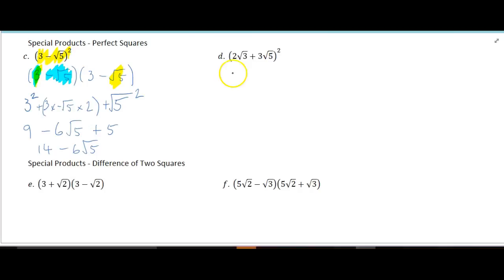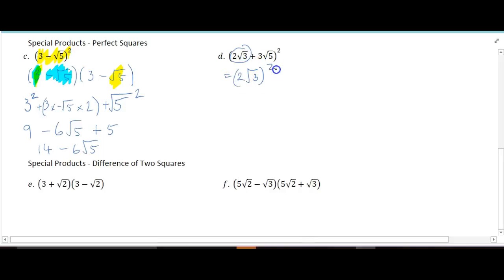So let's do the second one here. Again, it's the first term squared, so 2 root 3 all squared. I'll do the last term squared, so 3 root 5 all squared, and then to get the middle term, you multiply. So it's 2 times 2 root 3 times 3 root 5. It's getting a bit complicated now. With this 2 root 3 squared, you have to square all the numbers in there.